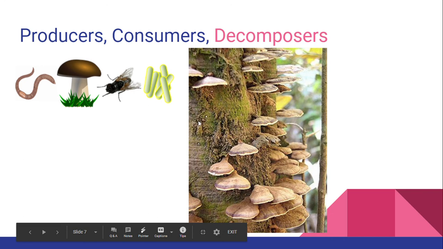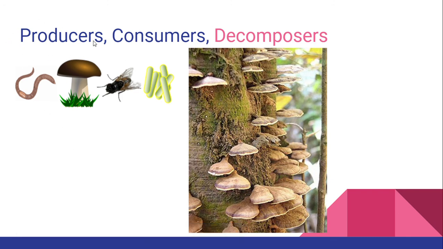And the nutrients that they put back into the soil are used by producers, and the nutrients in the soil help them grow stronger and better, and this way the whole cycle of the producers and the consumers and decomposers continues to go and cycle on.